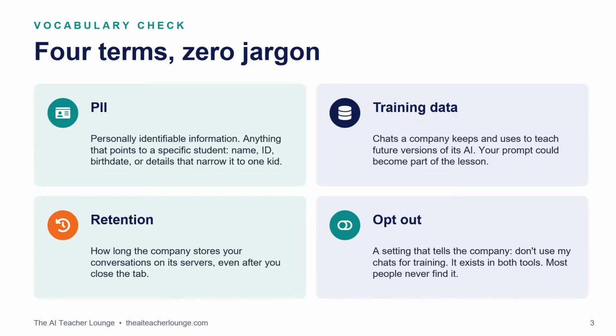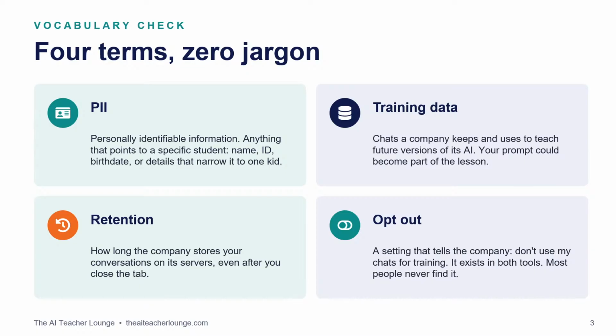The next thing is retention. That is how long the company stores your conversation on its servers, even after you close the tab. This stuff is retained and it's still out there. The next one is training data. We talked about this in the previous podcast, but the models in the AI use training data. They use your chats, they use your input along with a whole bunch of other things to improve their model. It is learning from the inputs.